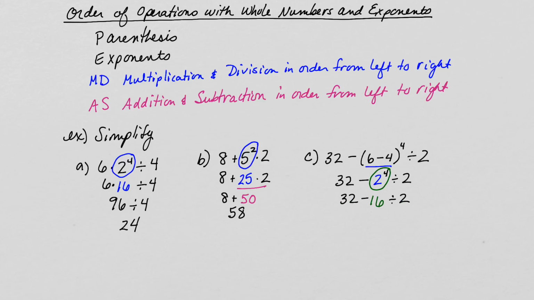And now I look for any multiplication or division. If I start on the left-hand side, I have 32 minus, that's not multiplication or division, but then I have 16 divided by 2. 16 divided by 2 is 8. So now we have 32 minus 8, and 32 minus 8 gives us 24. So the final answer here is 24. It's the same order of operations, it's just that now that we know exponents, we'll see some exponents in our problems.